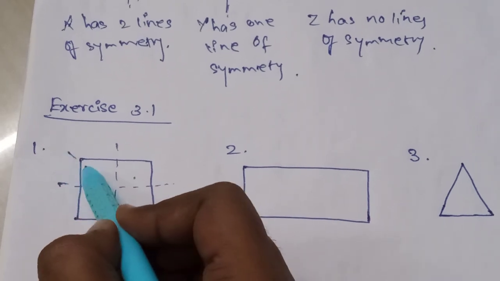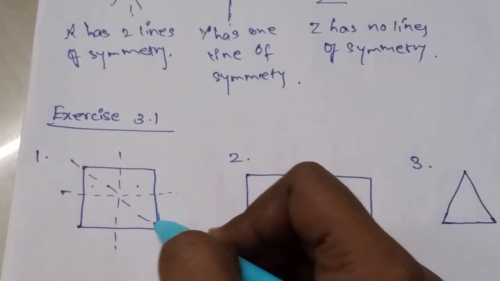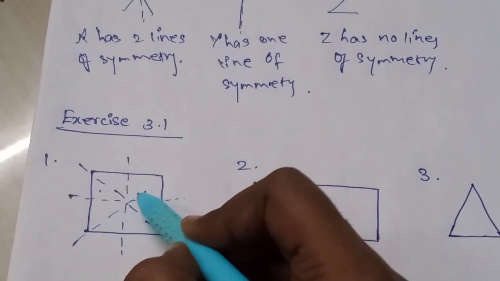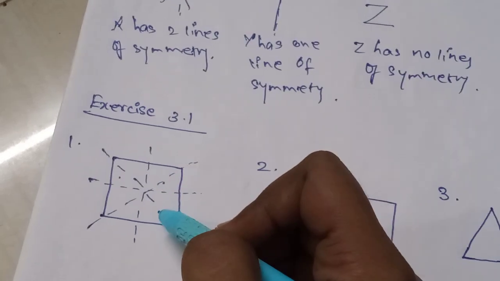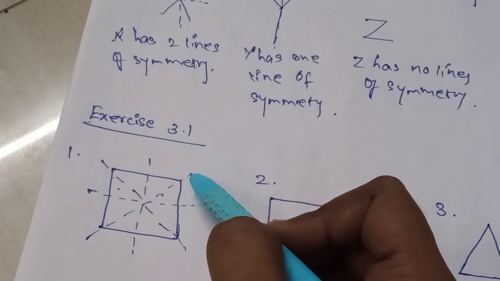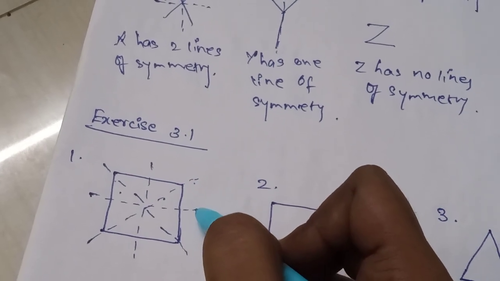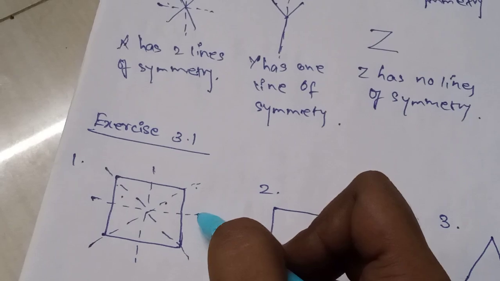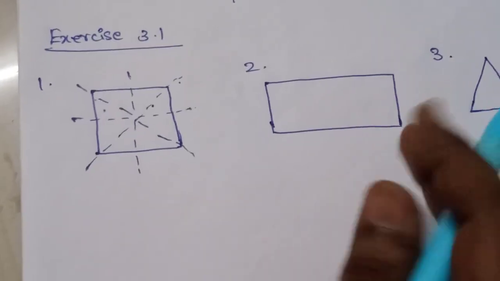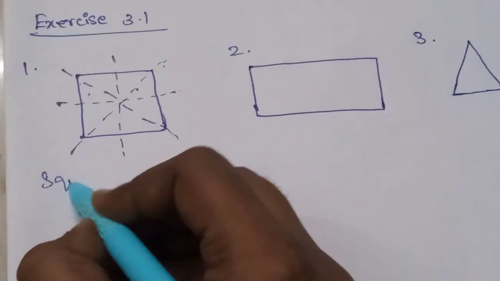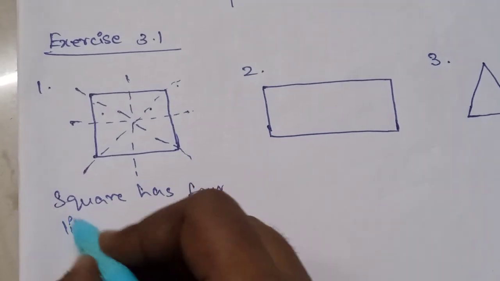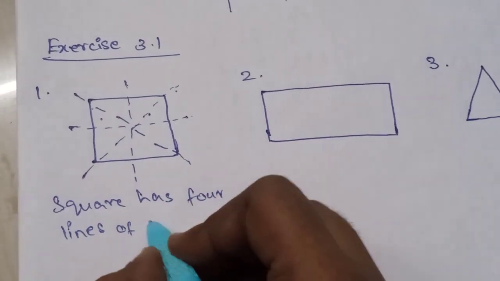Then, if we split it on the diagonal, this side and this side are also equal. Then if we divide it in this way, this side and this side are also equal. So totally how many lines do we have? 1, 2, 3, 4. So a square has 4 lines of symmetry.